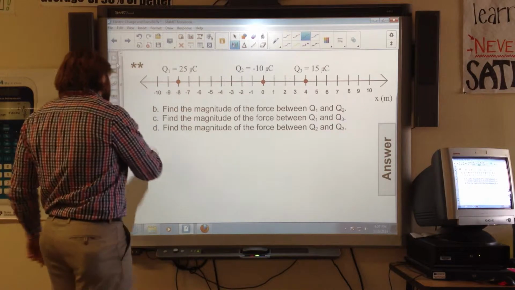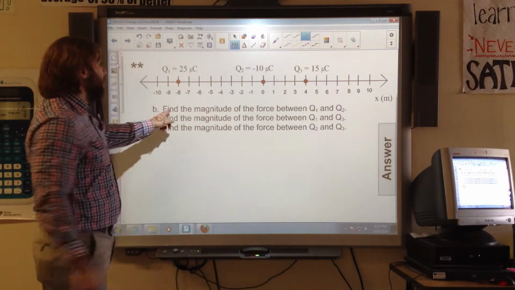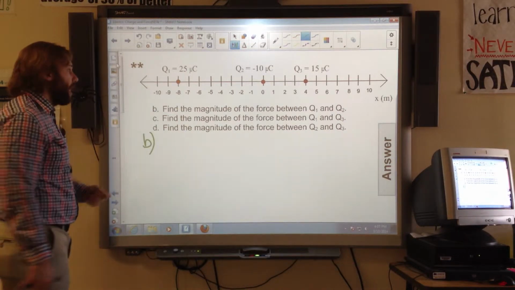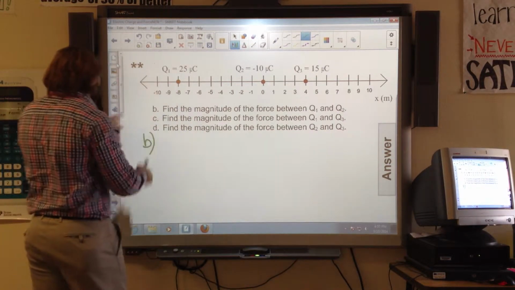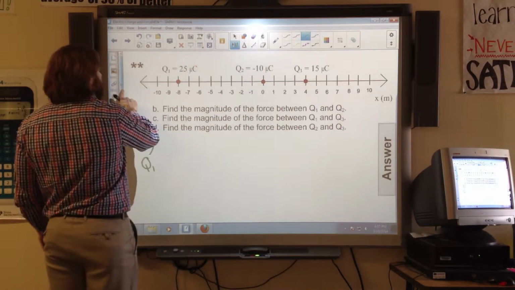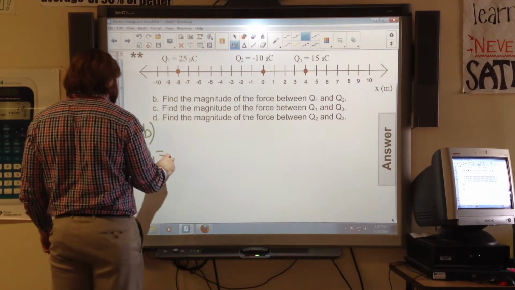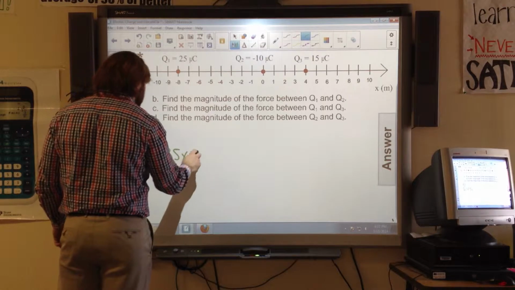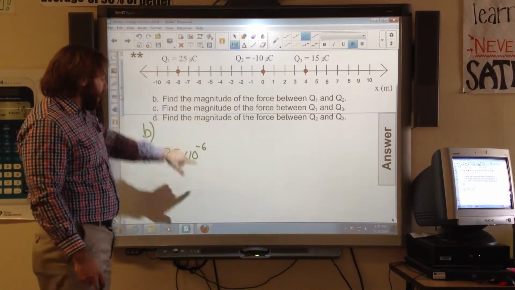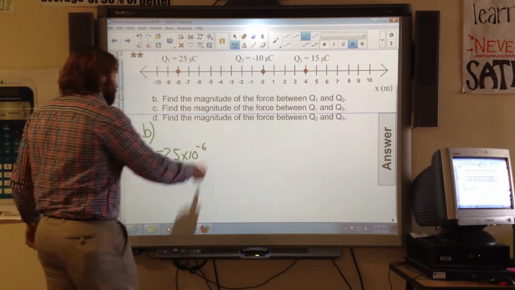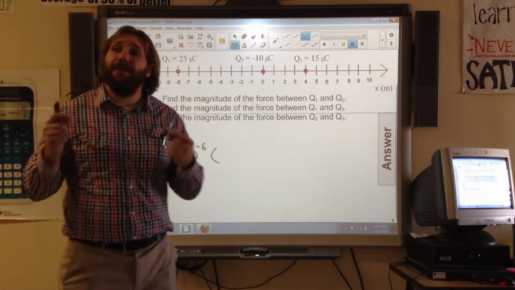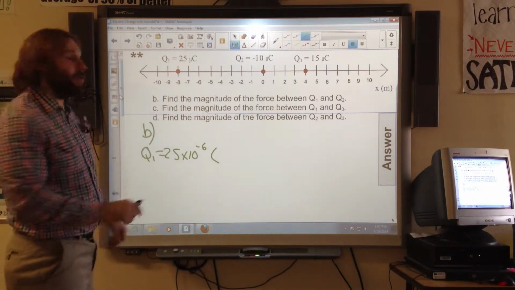Part B. Find the magnitude of the force between Q1 and Q2. Well, let's write down our givens. We're given Q1 equals 25 microcoulombs. To get rid of that micro, or that mu, I do times 10 to the -6. So it's 25 times 10 to the -6 coulombs, because in our equation, we need it to be in simple coulombs, not microcoulombs.